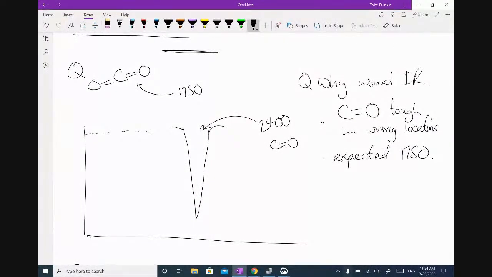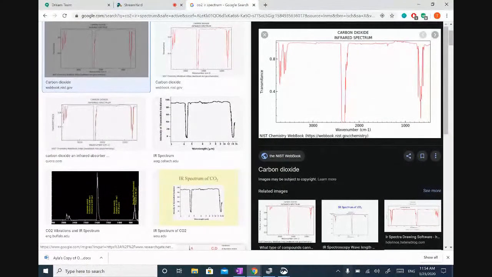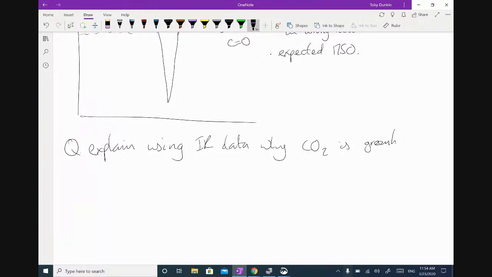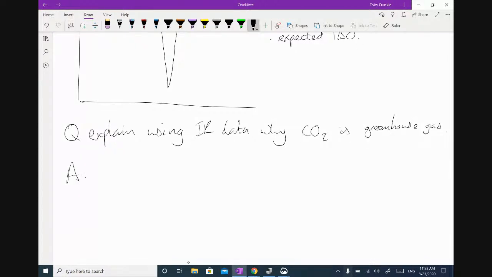But they can say, explain using IR data why CO2 is a greenhouse gas. And of course, the answer to that is it's absorbing infrared. So the answer is simple: CO2 is absorbing IR, infrared radiation, from the sun.